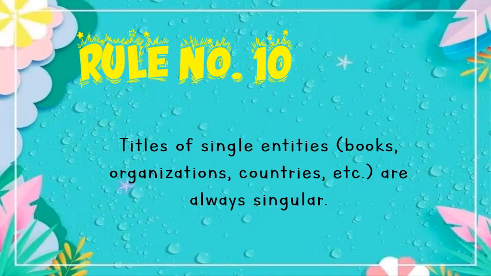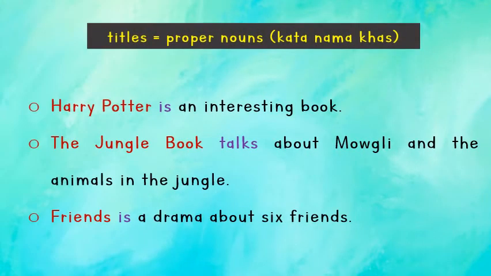Okay, the last rule, titles of single entities. Okay, tajuk. Contohnya tajuk buku, tajuk persatuan apa-apa, nama negara dan sebagainya. Kita selalu anggap dia sebagai singular. For example, because tajuk-tajuk tu, the titles are considered as proper nouns, kata nama khas. Bila kata nama khas, kita anggap dia sebagai singular. So, Harry Potter is an interesting book.